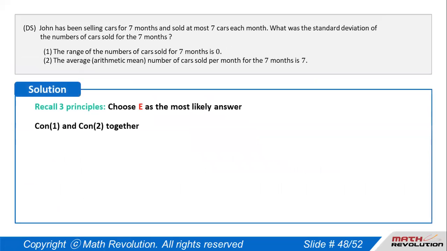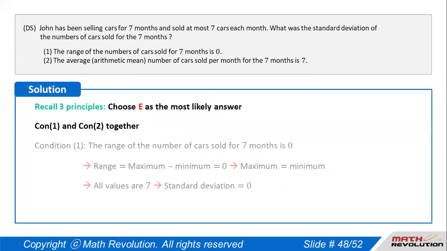Let's combine both conditions together. Condition number one says the range is 0. So maximum minus minimum is 0, which means all values are 7. So the standard deviation becomes 0.